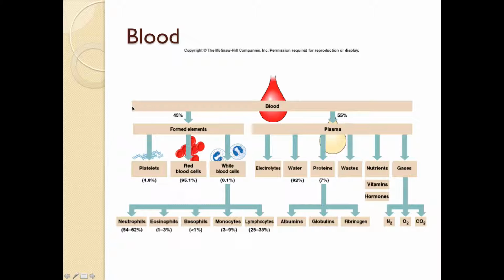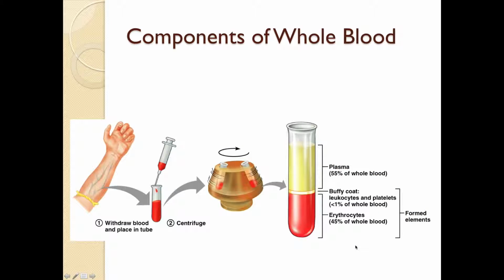The remaining elements are the formed elements, so 45% of the blood is suspended in the plasma, and that includes red blood cells or erythrocytes, about 95% of the formed elements are red blood cells, about 5% are platelets, and a small amount, 0.1%, are white blood cells, which then falls into a couple of different categories. We have neutrophils, eosinophils, basophils, monocytes, and lymphocytes, the specific immune cells. So these things all have to form, and they form in their own processes.